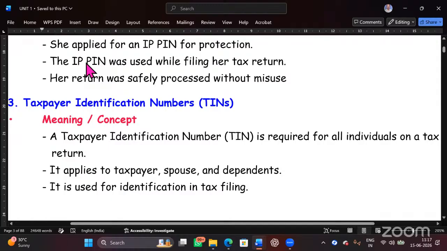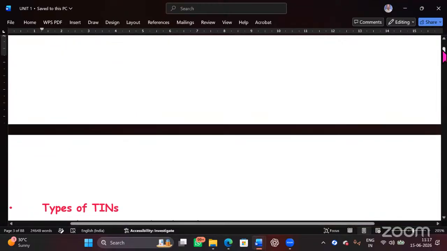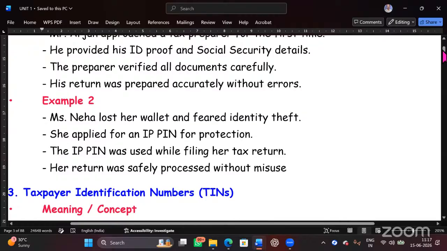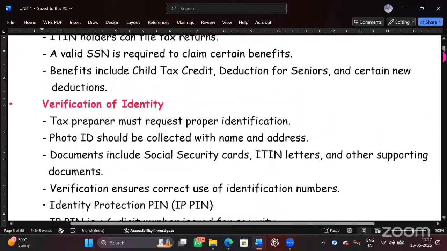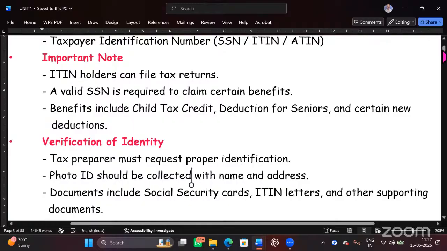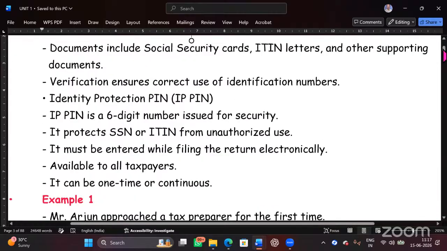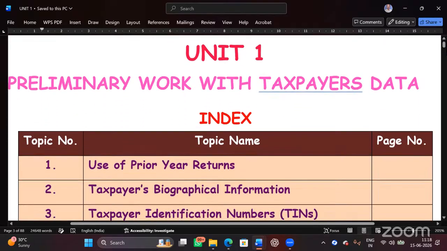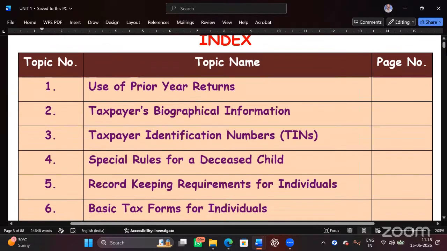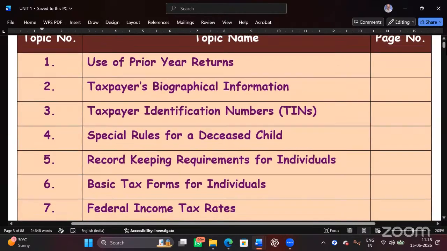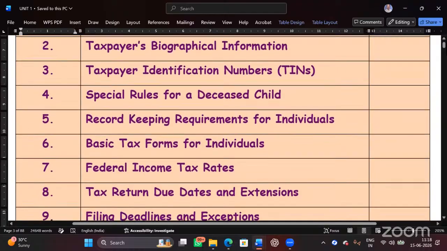This is about the second subhead. Please remember, in unit 1 you are not going to learn everything completely. At this point, I am only introducing technical words that you will cover throughout the syllabus. One, use of prior return. Two, taxpayer biographical information. Third, taxpayer identification numbers.